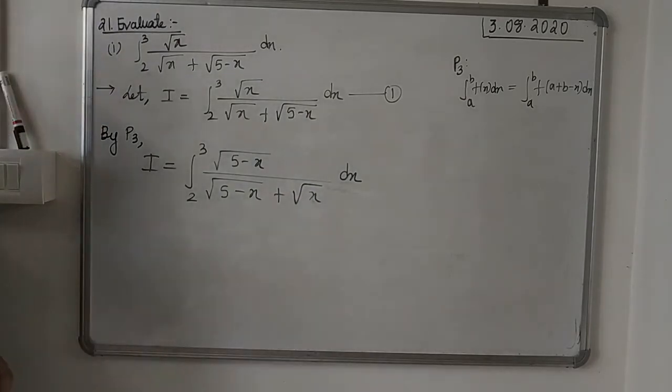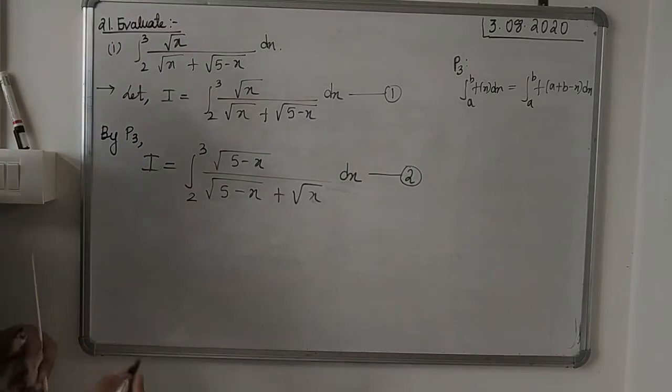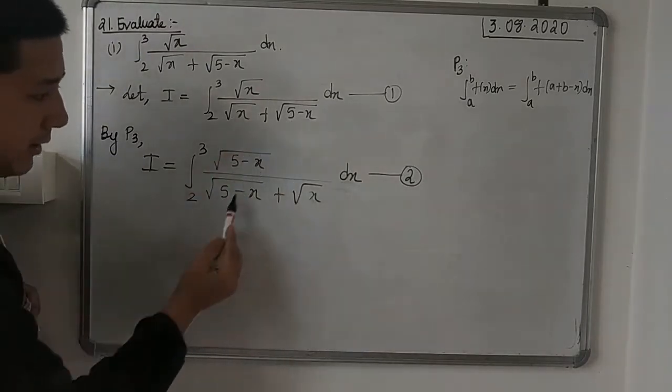Is it very simple again? So now what to do? Keep it as equation 2. What will I do now? Adding 1 and 2, you can see the denominator is the same.